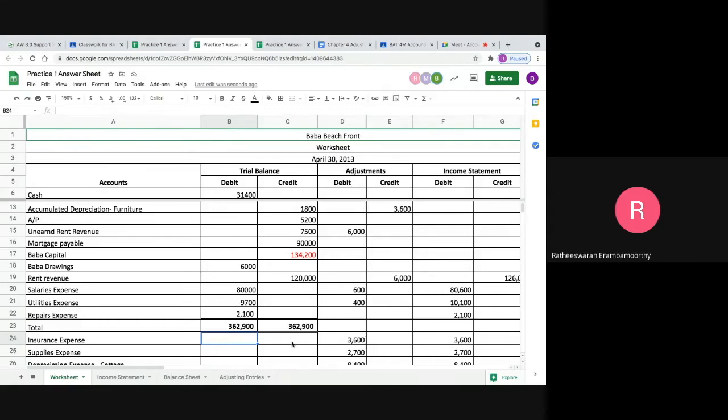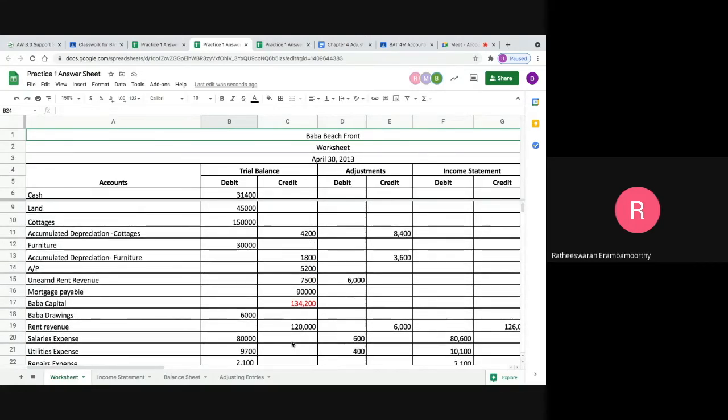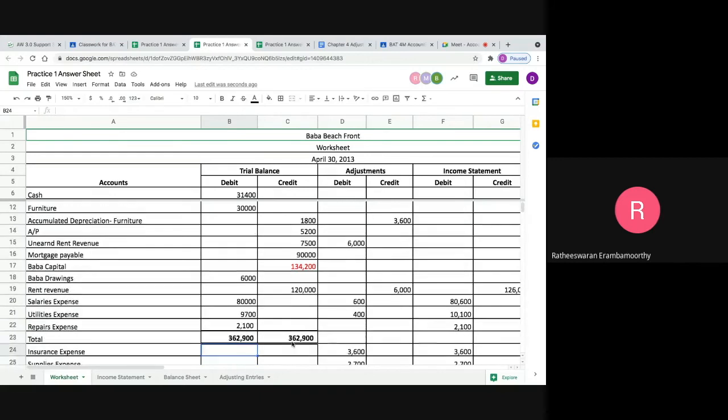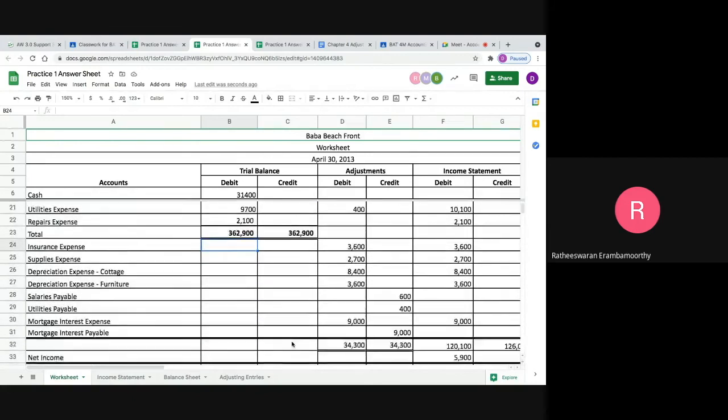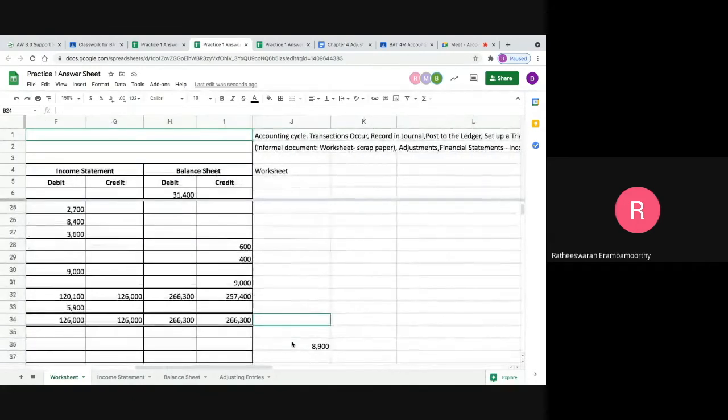The debit side is okay. The amount is 266,300, and the credit side total is 256,500. So the difference is 9,800. Yours is also different. That's the difference, 9,800.